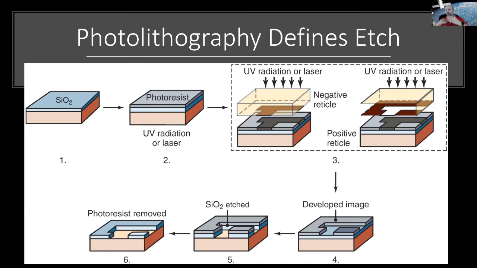Okay, and then once you've transferred that pattern from the photoresist into the system below, you don't need the photoresist anymore. So you remove it. So in a nutshell, you have a mask, you put photoresist on top of the material, you transfer the pattern of the mask to the photoresist, you develop the photoresist, and then whatever is exposed is going to get etched away, and then you take the photoresist off. Okay, so it's a pretty straightforward process.